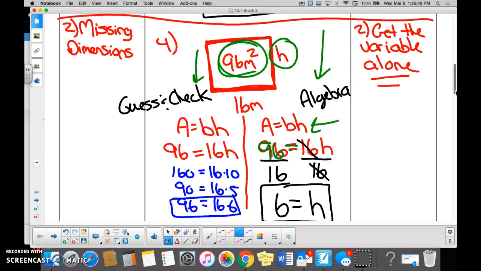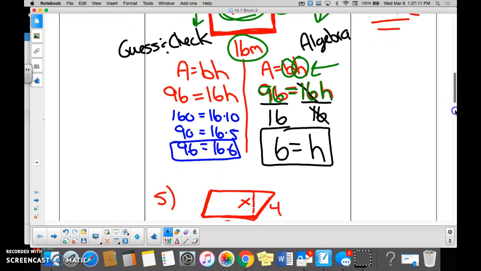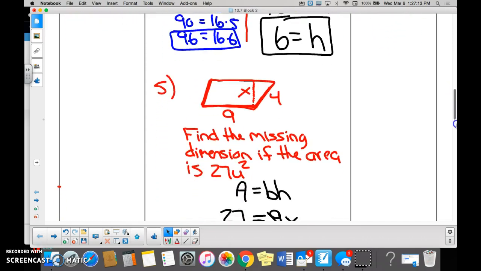Do we know what the base is? Yes. What is it? 16. So we wrote 16. Do we know the height? No. What is it? H. Can we solve for h then? Yes. You have to get the h by itself. How do you undo 16 times h? Divide by 16, and then we got 6. Last thing we did. So number 5 is another example. I'm going to skip over it.